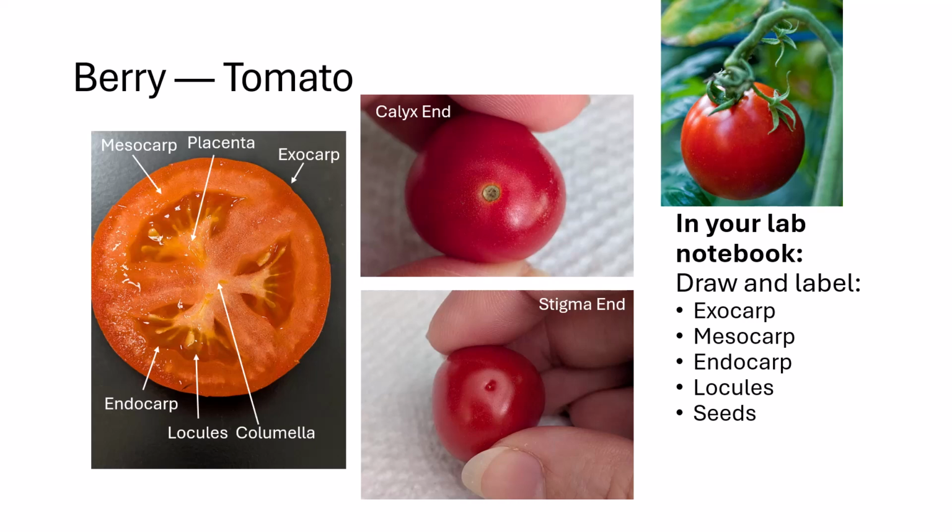After slicing the tomato crosswise, observe the internal chambers called locules, which contain the seeds. The placenta connects the seeds to the fruit. The tissue separating the locules is the columella in the center, and the arms are the internal or radial pericarp. I've added those terms because students often ask me in lab about it. Draw and label the exocarp, mesocarp, endocarp, locules, and seeds.